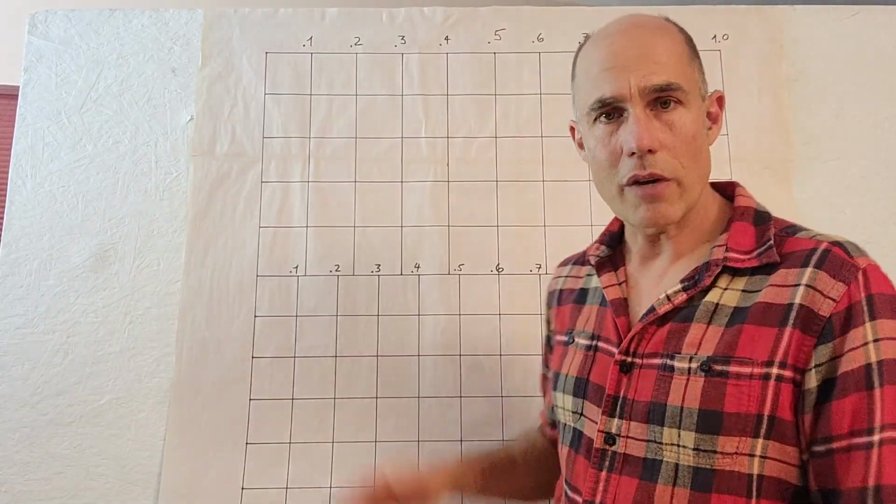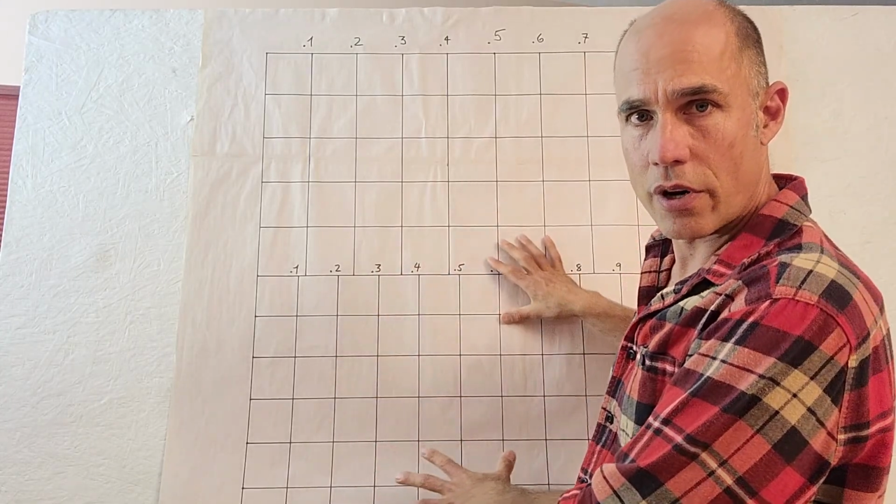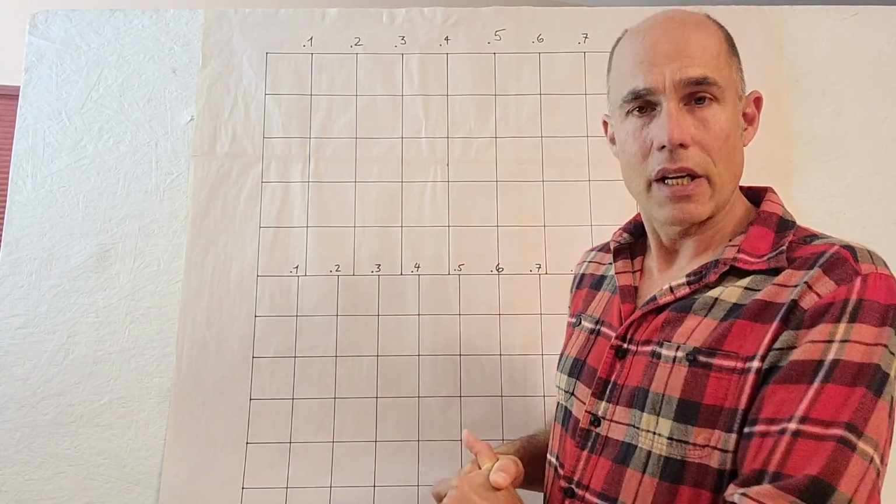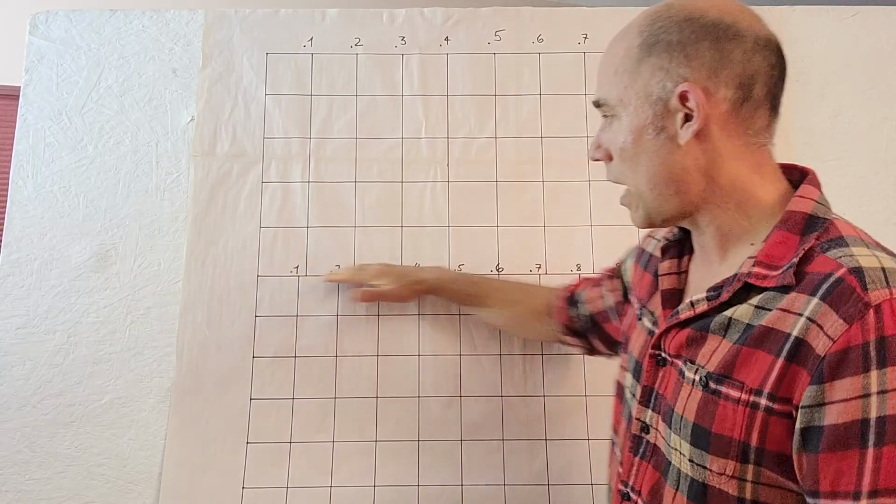All right, so here we have a piece of paper with a very large square drawn on it, and I've divided it into half. Here's the half line here.